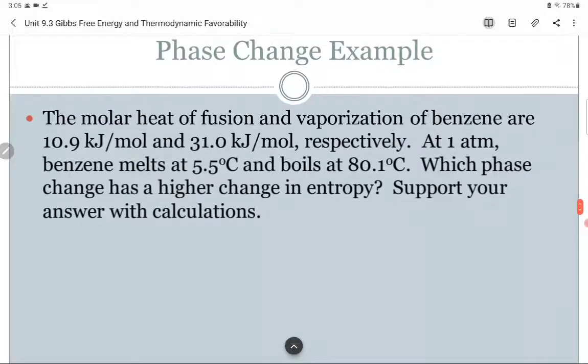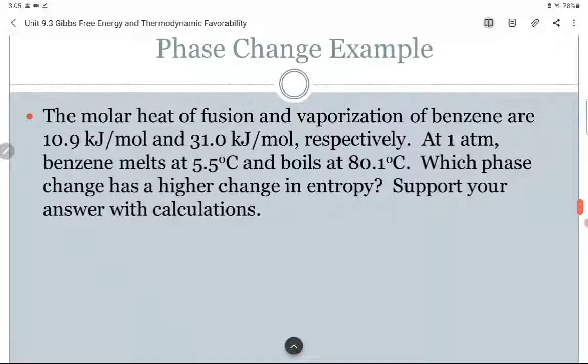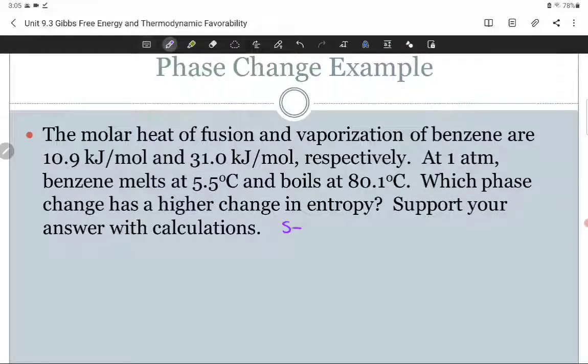Okay, let's see what we got here. So which phase change, solid to liquid or liquid to gas, has the higher change in entropy? So now we're trying to solve for delta S. Well, we already have a prediction that whenever you're having gases involved, that's the most important item. So this should be our answer. Okay, but let's prove it mathematically.